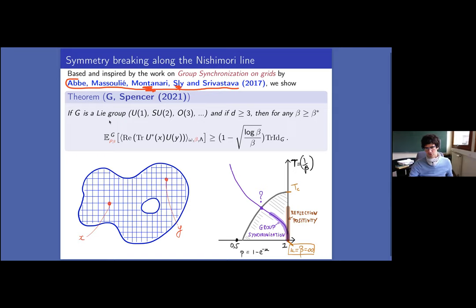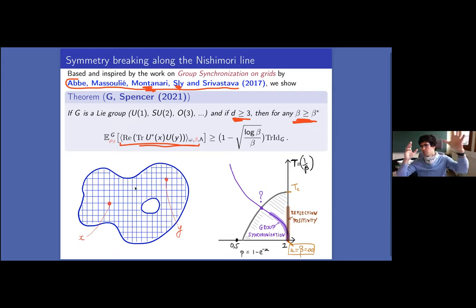And so the result we can show is that if you take any Lie group, U(1), SU(2), SU(3), whatever, and if the dimension D is greater than or equal to 3, but I will make the comment that it also works in dimension 2 plus epsilon, then if the temperature is sufficiently low, if beta is sufficiently large, the expected value on the disorder of the quenched two-point function here is bigger than this number here, uniformly in the distance between x and y. It's uniform in the distance between x and y, and it's also in some sense uniform in the choice of the graph. You can have holes, you can have a boundary, which is a bit like the one I have drawn.